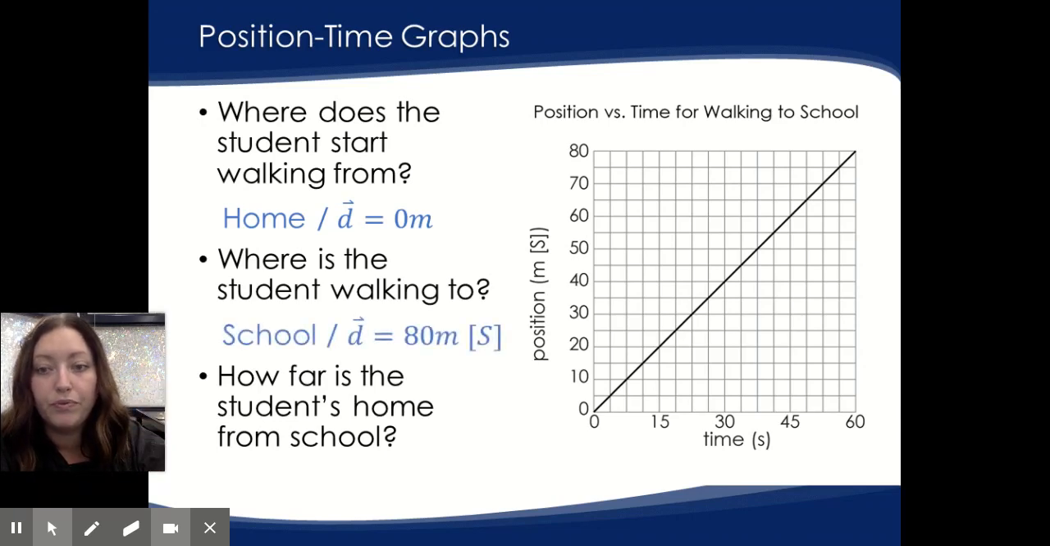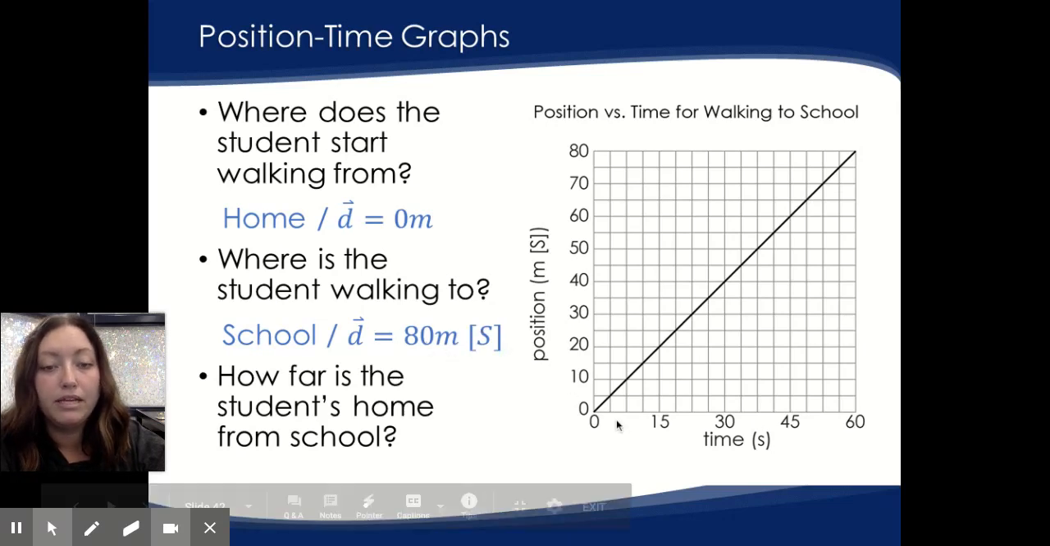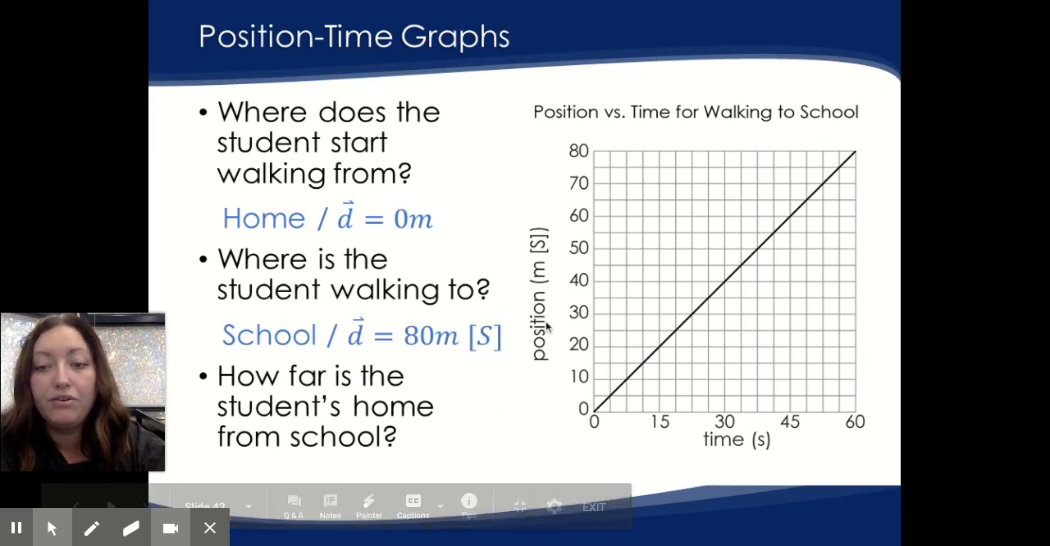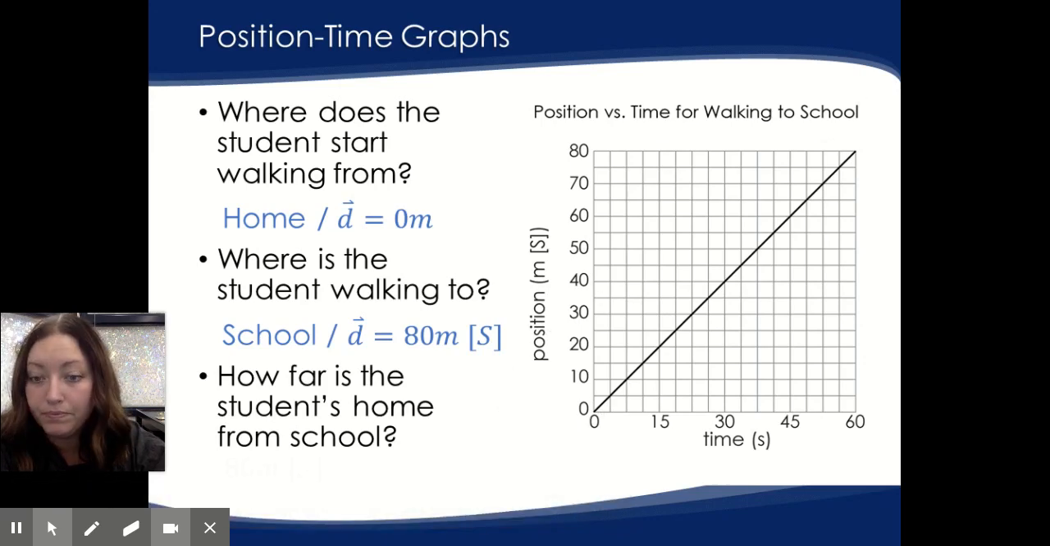He's going to school. Okay, so he's going to school. That distance or that position change was going to be 80 meters south. Okay, so he has moved from his home. He's walked 80 meters south. And then how far is the student's home from the school? The distance is 80 meters.